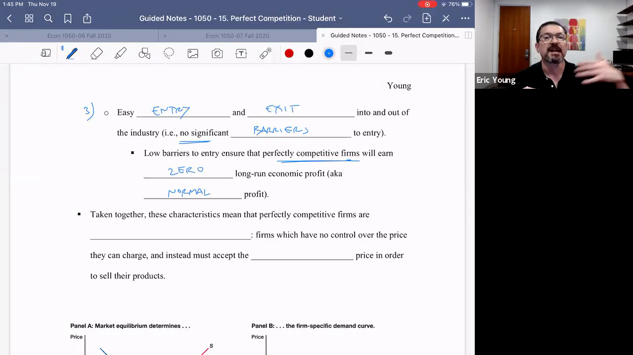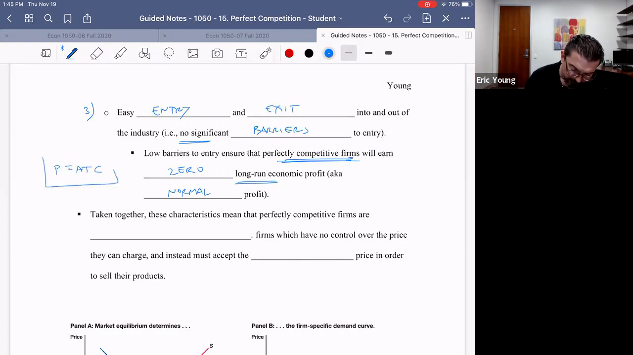The idea that firms can enter and exit this industry very easily, the fact that there are low barriers to entry, implies that if any firm is able to make profits in the short run, those profits will not sustain in the long run because the entry of new firms will eat up those profits and they'll go away. And what this means is that in the long run, competitive firms will earn zero economic profit, aka normal profit, aka they will be operating where their price equals their marginal cost.